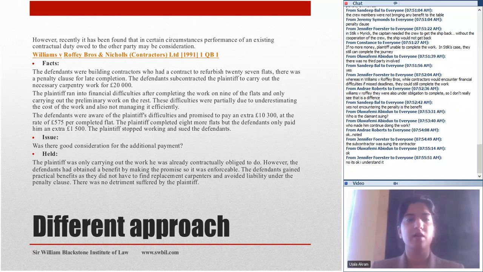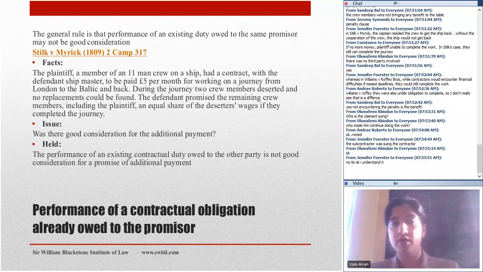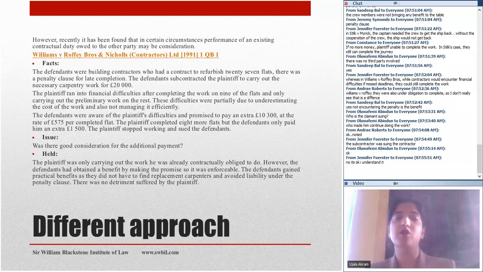All right. Okay, so basically in an exam question, if you encounter such facts, look for small details and see if there is any kind of a practical benefit involved. If there is, then you can apply Williams versus Roffey Brothers. And of course, it would be good to argue both sides, because you can argue from the point of view of Stilk versus Myrick, and if there is any practical benefit involved, you are welcome to try to apply Williams versus Roffey Brothers to the case. It would be a good discussion in an exam question. So whatever you are discussing here in our chat box, this is all good discussion, and you are welcome to do that in your exam.